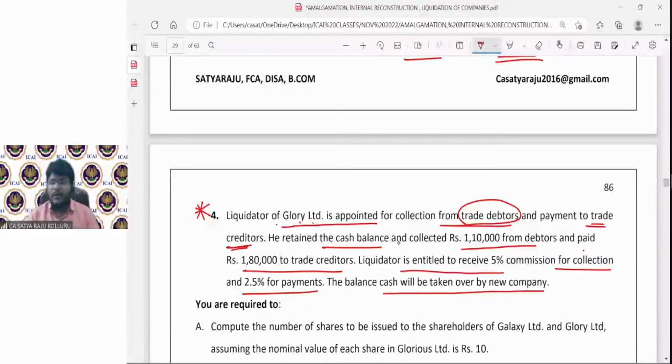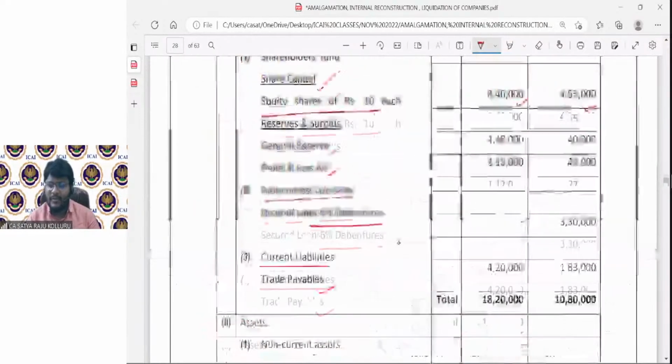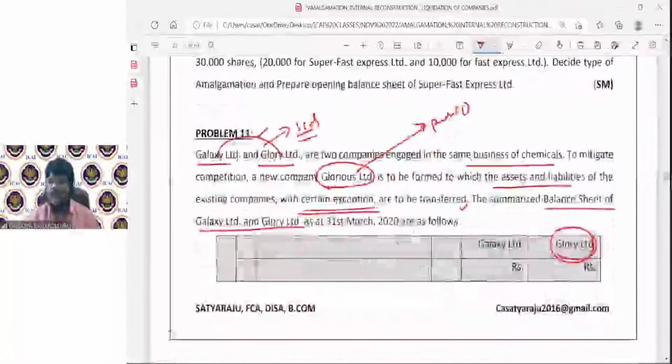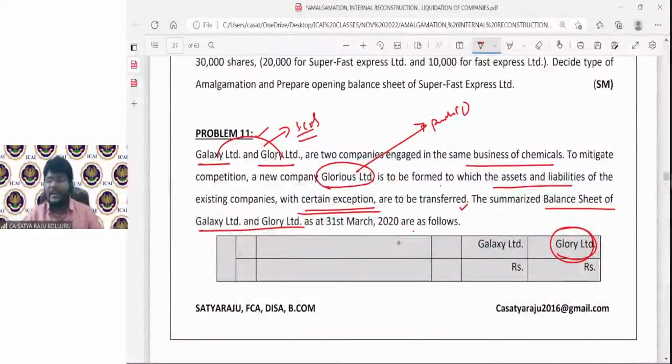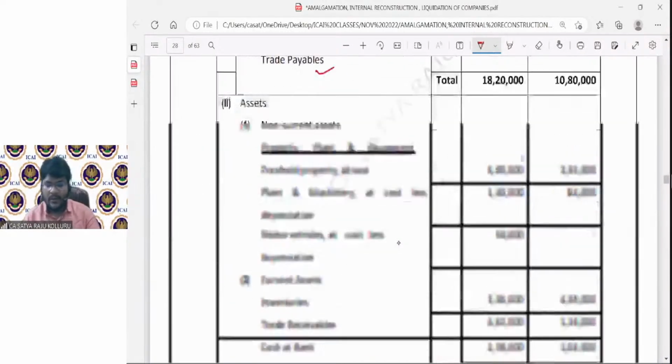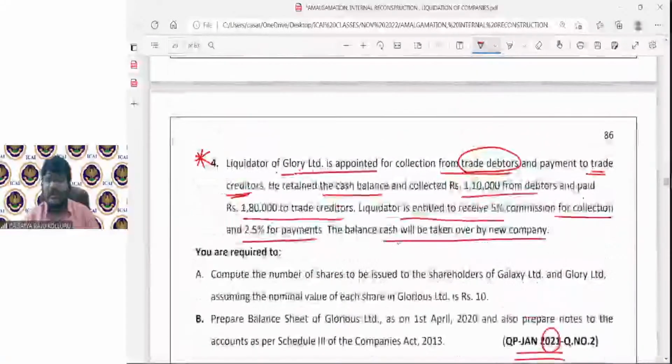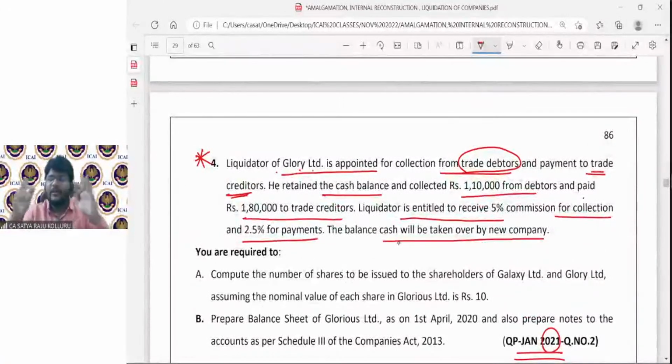Sir, is the same situation also applicable to Galaxy Limited as well? Two companies are there, no? One is Galaxy, where nothing was prescribed. Nothing was given means for Galaxy Limited, debtors and creditors are taken over by the purchasing company. But for Glory Limited, debtors and creditors were not taken over by the purchasing company. The debtors and creditors are ultimately settled by the selling company's liquidator himself.